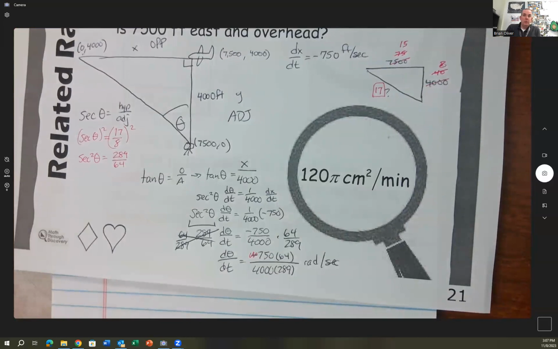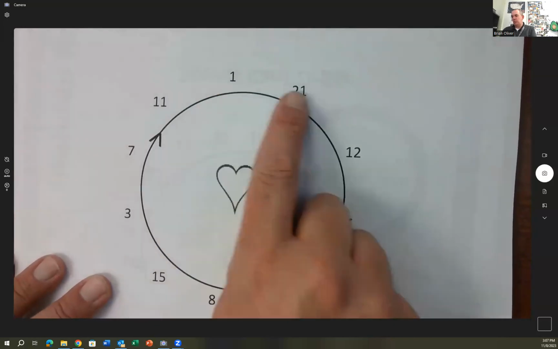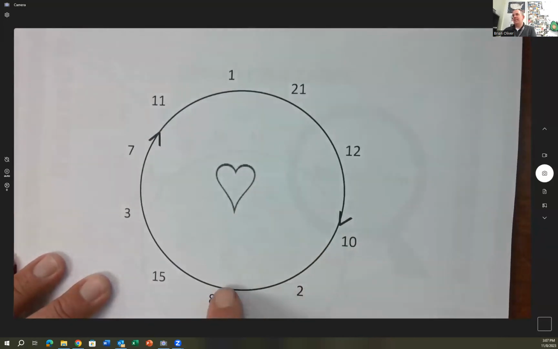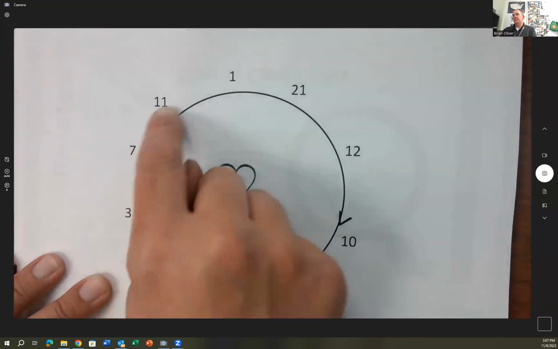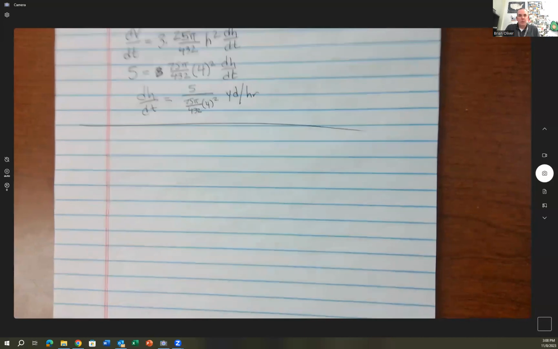So those are the answers. I can tell you that the order was this, so you can actually take a look at it. You went from 1 to 21 to 12 to 10 to 2 to 8 to 5 to 3 to 7 to 11 back to 1. So those are the questions. I wanted to make sure you were able to see the answers.